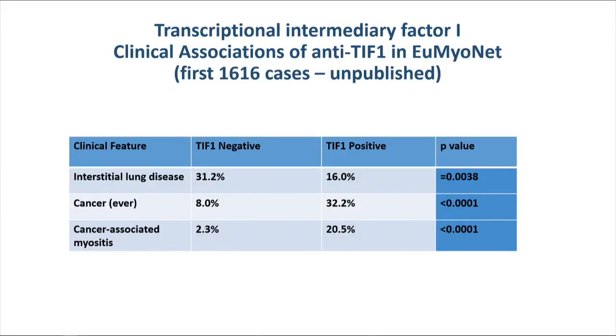And we've undertaken a European study, and others have reported the same. This is a large European population, the first 1,600 or so cases. If you divide those patients into TIF1 positive and TIF1 negative, and look at interstitial lung disease, you'll see that, in fact, the TIF1 positive have a lesser frequency of lung disease. But if you go to cancer ever, the TIF1 positive group have a 4 times risk ratio of cancer ever. And then if you go to cancer-associated myositis, it's 9-fold. It's 20.5% compared to 2.3%.